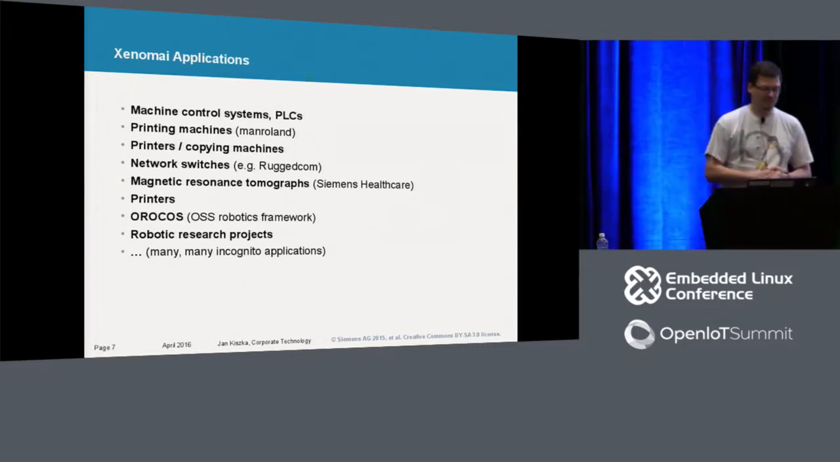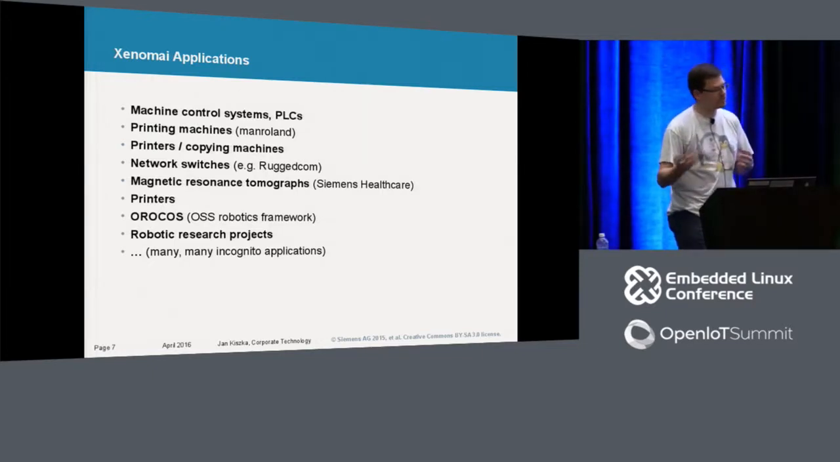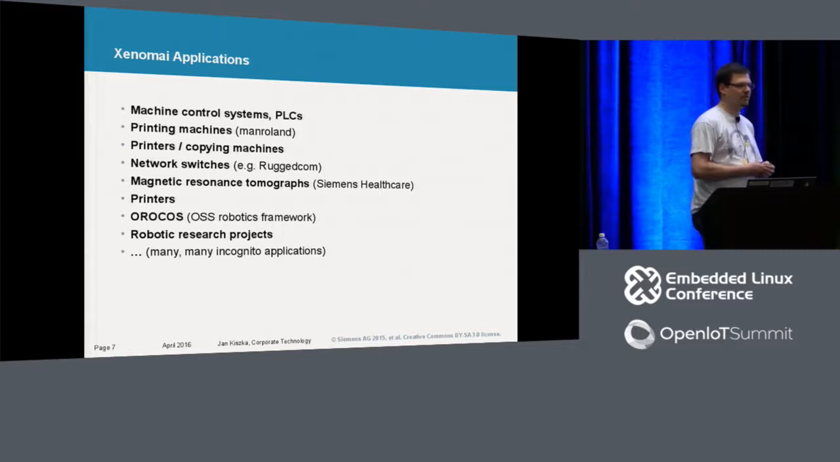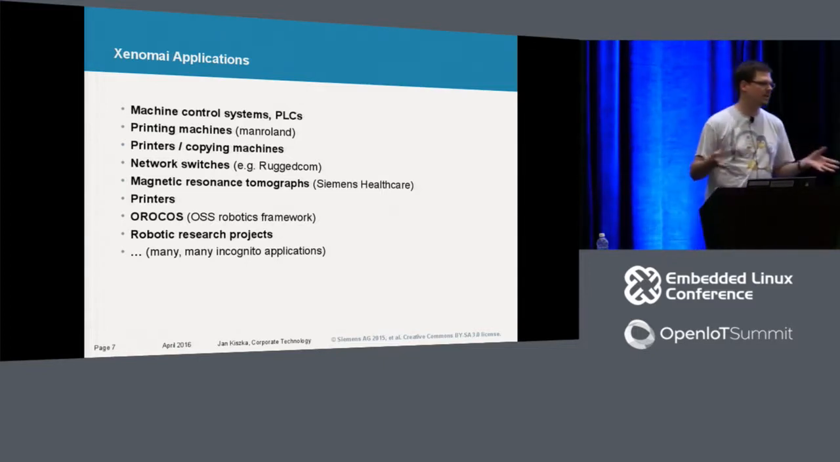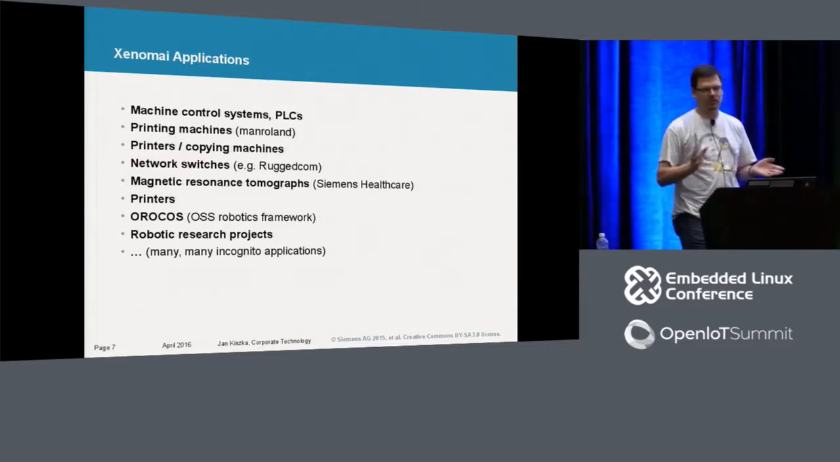There are printer copying machines. There are network switches. This company is actually now part of Siemens, and they've been using it also for quite a while. There's another example from our domain, the healthcare domain: magnetic resonance tomographs of Siemens. They have a core system sitting inside running Xenomai for the real-time part and some other stuff on normal Linux. There are open source projects like Orocos for the robotics scene. In general, the robotics and research communities are pretty strong in using this.